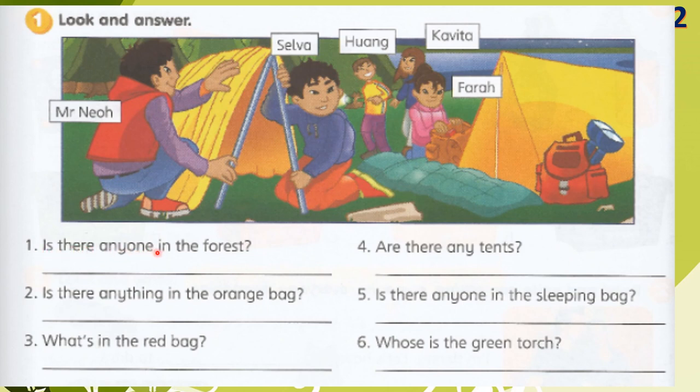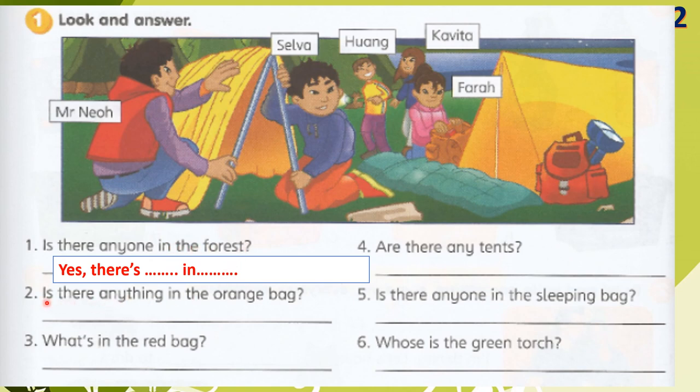Is there anyone in the forest? Anyone refers to a person. Okay, this is a forest. You can see people here in the forest. So is there anyone? Yes. So you have to say yes. There's. Okay, this is an affirmative sentence. Affirmative answer. So there's what? Okay, if you forget, refer back to this video. Yes, there's what? In the forest.